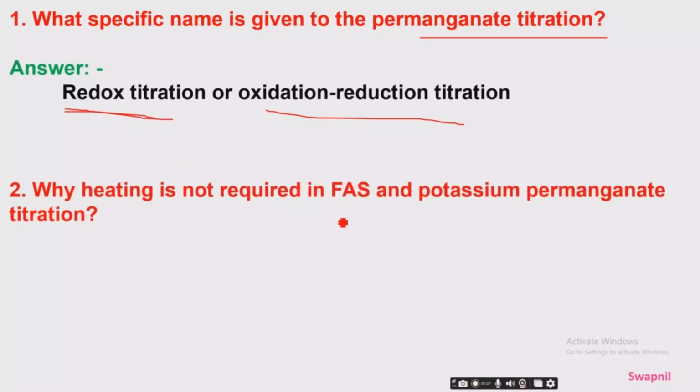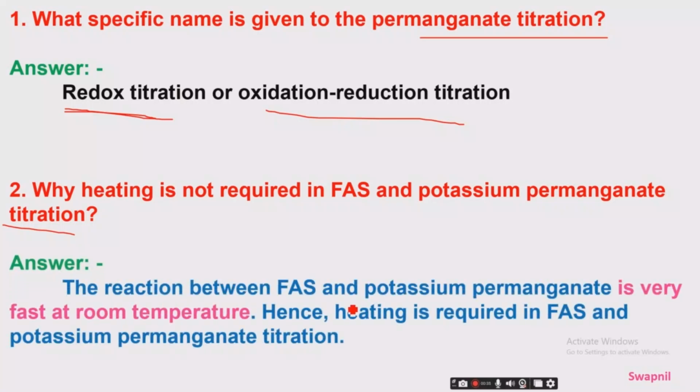Next, why is heating not required in ferrous ammonium sulfate and potassium permanganate titration? So the correct answer is, the reaction between ferrous ammonium sulfate and potassium permanganate is very fast at room temperature. Hence, heating is not required in ferrous ammonium sulfate and potassium permanganate titration.